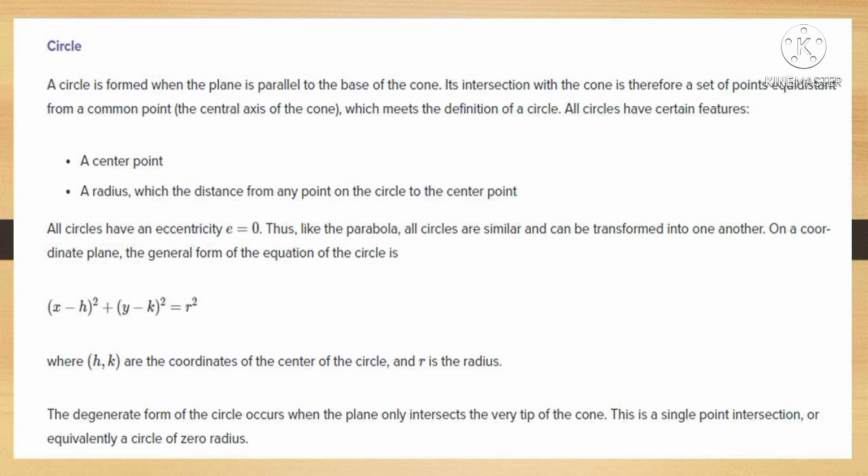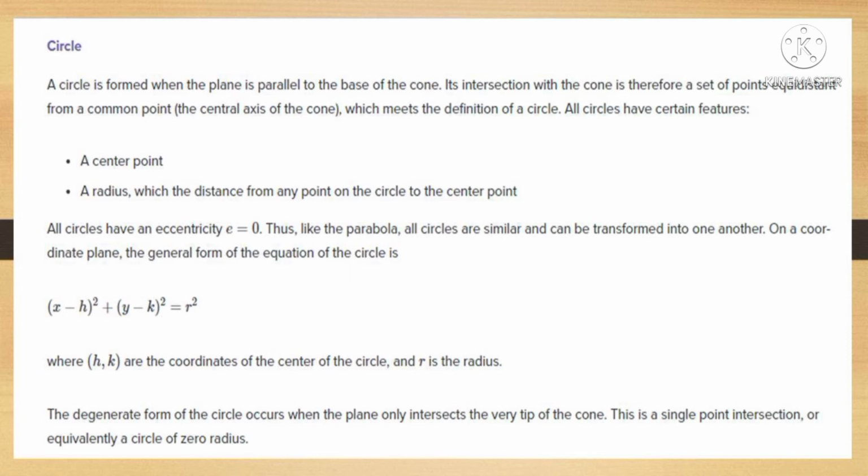The general form of the equation of a circle is the quantity x minus h squared plus the quantity y minus k squared equals r squared, where the point h, k gives the coordinates of the center of the circle and r is the radius. The degenerate form of the circle occurs when the plane only intersects the very tip of the cone.